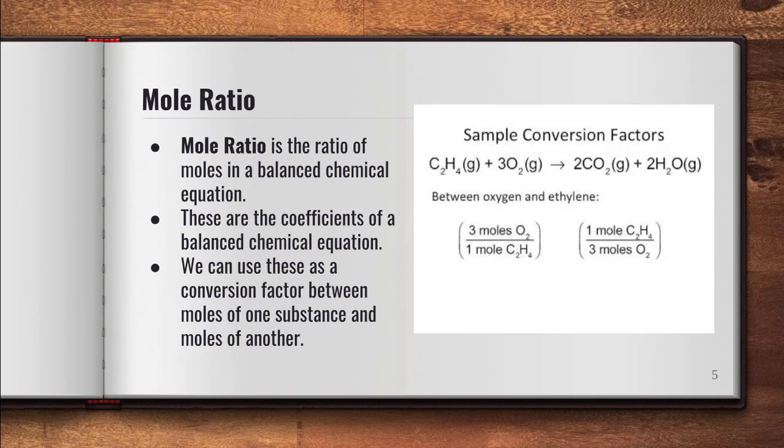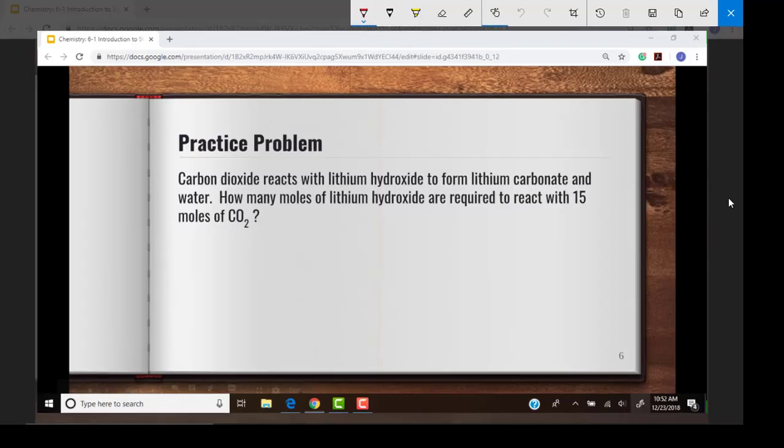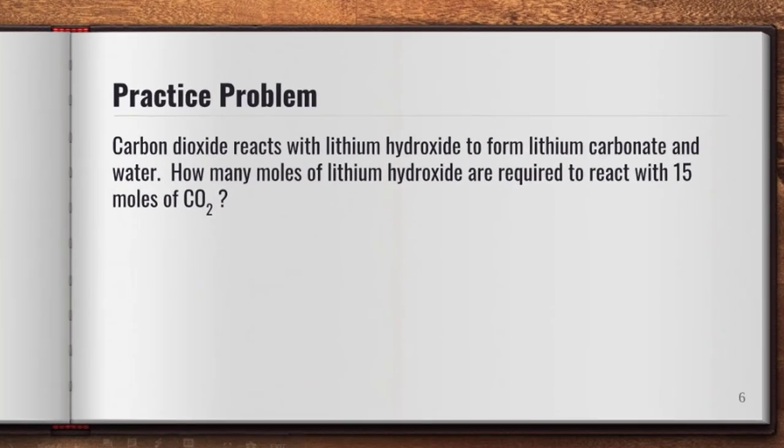So if we look here, we have ethylene reacting with oxygen to produce carbon dioxide and water. What this chemical equation basically says is that if I take 1 mole of ethylene and 3 moles of oxygen, I am going to produce 2 moles of carbon dioxide and 2 moles of water. Now we can convert between all of these different chemicals utilizing the mole ratio that's described on the right-hand side. Okay, so again, we're going to be doing dimensional analysis, so we need to think back to our dimensional analysis unit. So let's take a look at this practice problem to start.